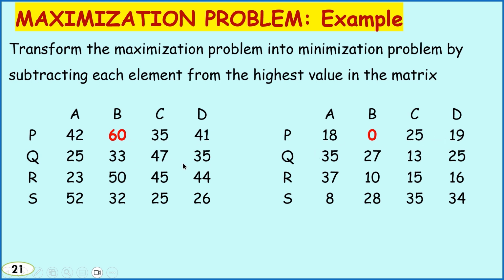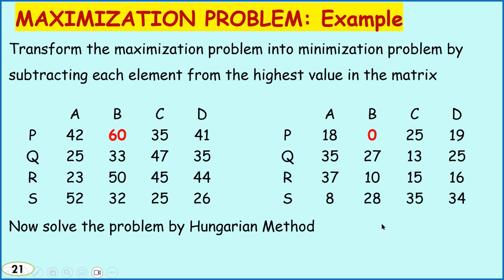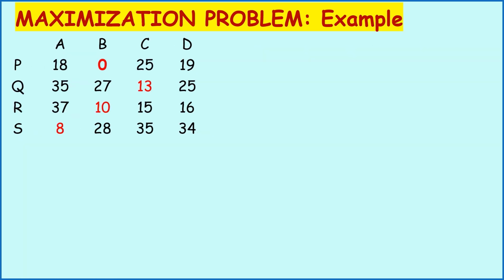In that way, every element will be subtracted from the highest value. Because this is the highest value, all these values will be positive. So we have correctly identified the highest value, and now this becomes the minimization problem. Now you can apply the Hungarian method to solve this matrix, and finally we will get the solution to the maximization problem.